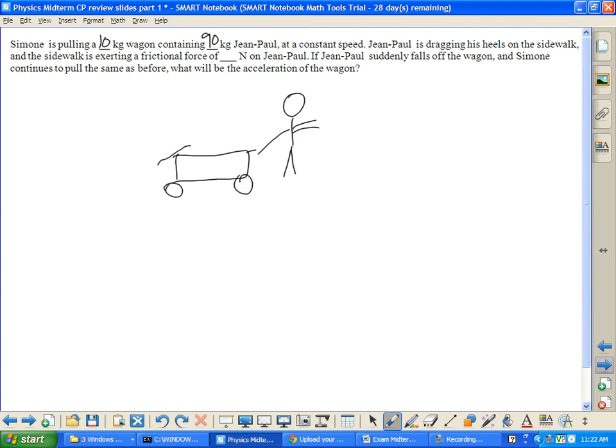Jean-Paul is dragging his heels on the sidewalk. And the sidewalk is exerting a frictional force of, I don't know, 300. If Jean-Paul suddenly falls off the wagon and Simone continues to pull the same as before, what will be the acceleration of the wagon? Fun one, huh?